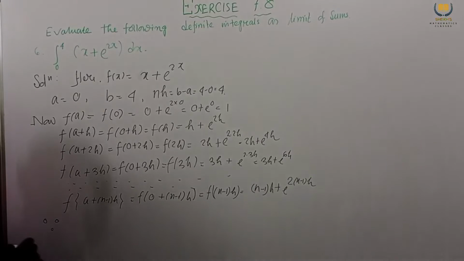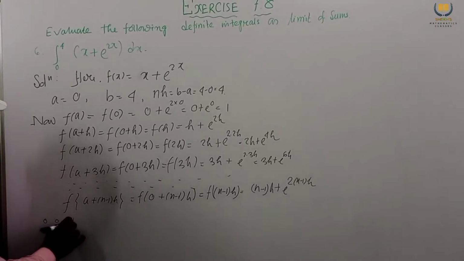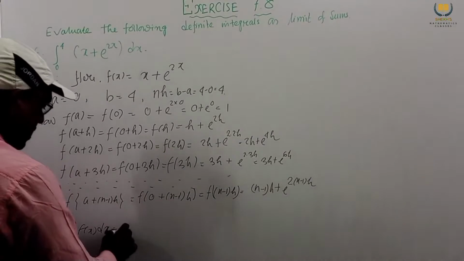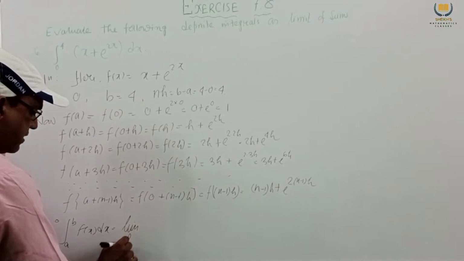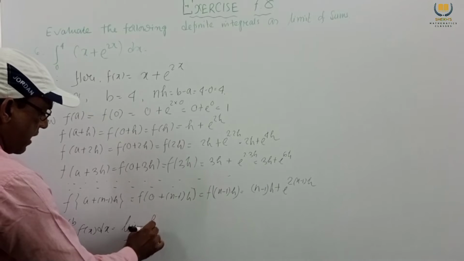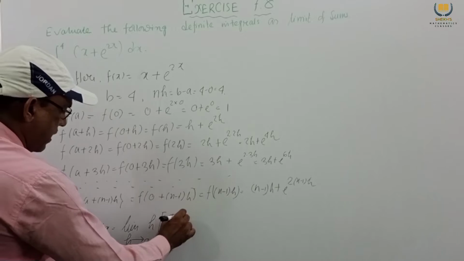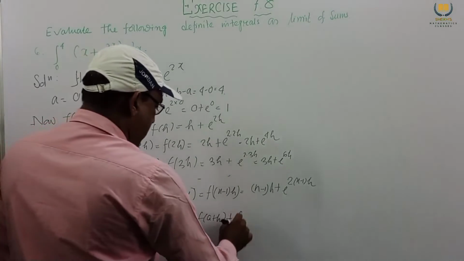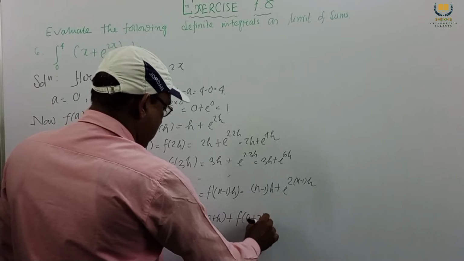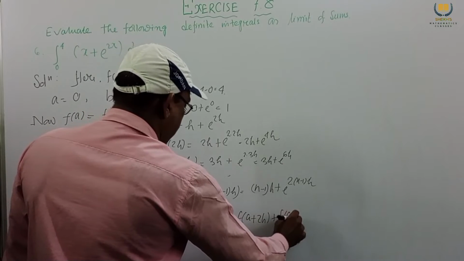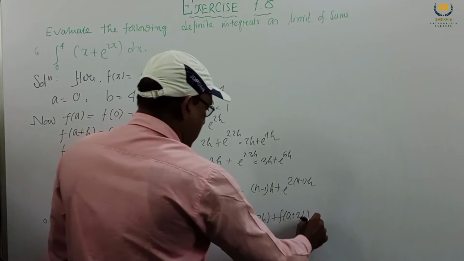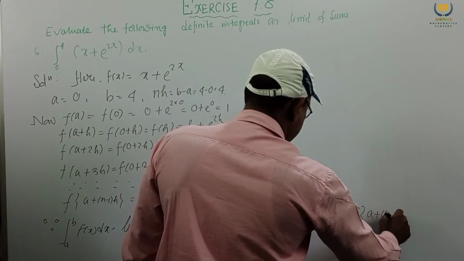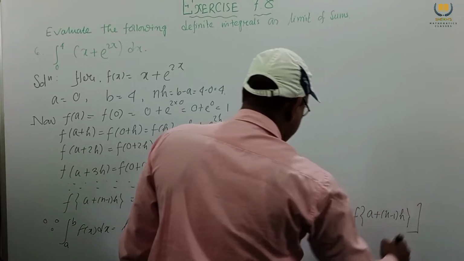Now, we know this formula: the integral from a to b of f of x dx equals the limit as h tends to 0 of h times f of a plus f of a plus h plus f of a plus 2h plus f of a plus 3h plus up to f of a plus n minus 1 into h. This one we get.